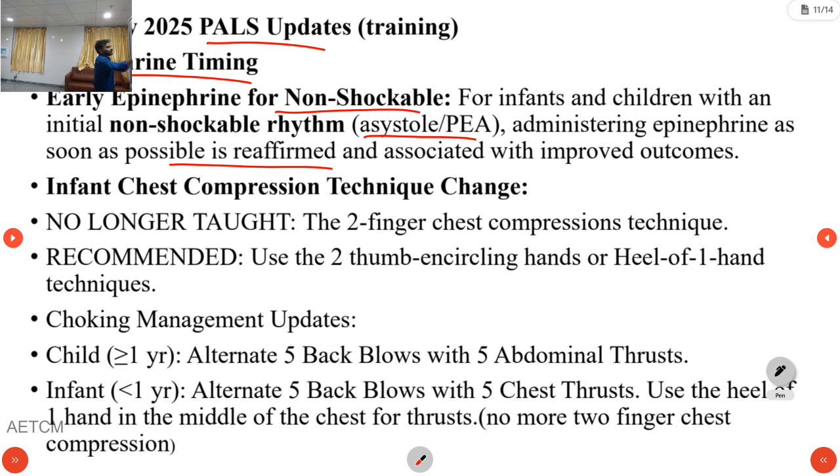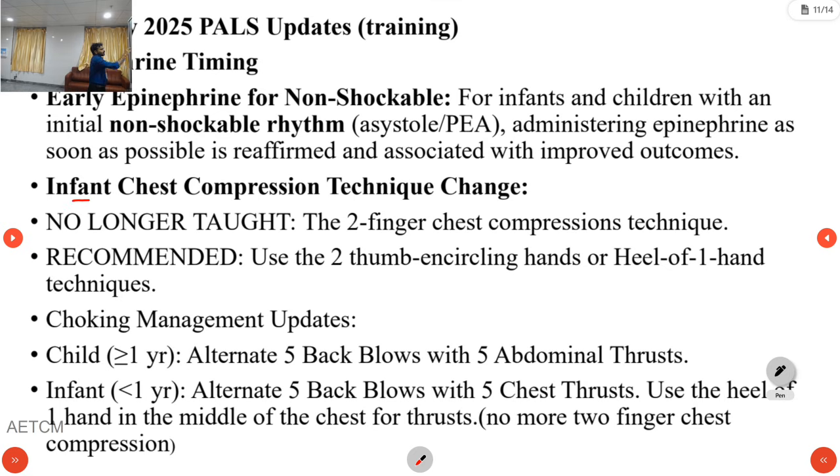The dosage of adrenaline is again 0.01 mg per kg body weight, and it has to be repeated every 3 to 5 minutes. Okay, this is one thing. Especially in the case of non-shockable rhythms of cardiac arrest, the chances of recovery will be very high if you give adrenaline as early as possible.